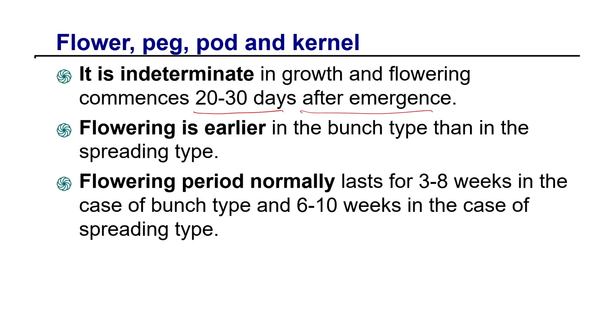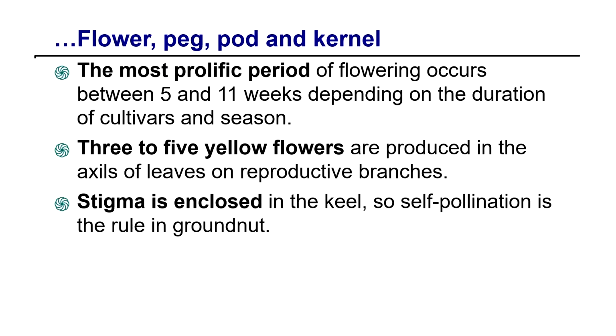So flowering is earlier in the bunch type than in the spreading type. Flowering period normally lasts 3 to 8 weeks in the case of bunch type and 6 to 8 weeks in case of spreading type. Clear-cut difference. That is why the duration of the bunchy type or erect type is less compared to spreading type of groundnut. The most prolific period of flowering occurs between 5 and 11 weeks depending on the duration of cultivars and the season.